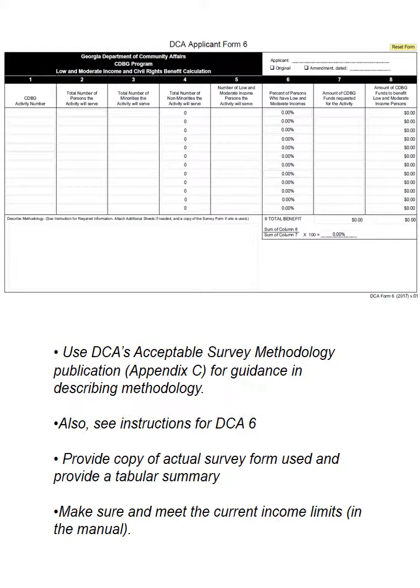Definitely here we're looking for information on how you conducted the surveys. As you note on the bullet point, please use DCA's acceptable survey methodology in Appendix C for guidance. I would definitely read through this if you're not very familiar with it. Please provide a copy of the actual survey form that was used. Beyond that, it's really helpful to us if you will number the households you had to survey and show us by household in tabular format how each one of these fit the different categories. Make sure to use the most current income limits.